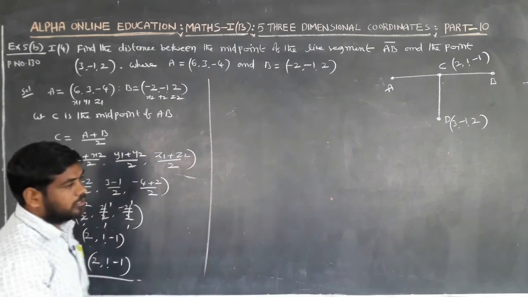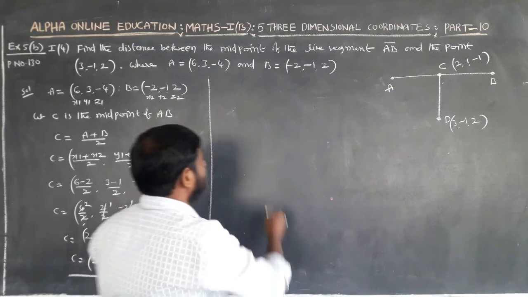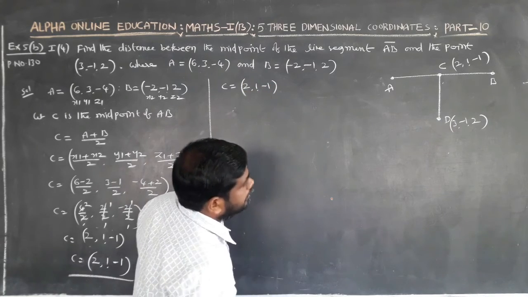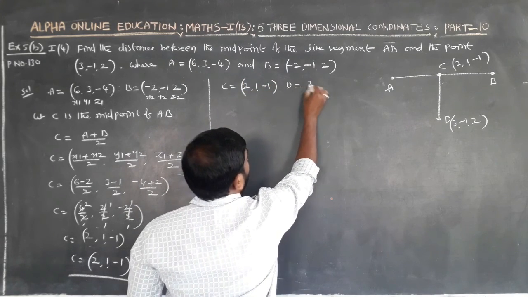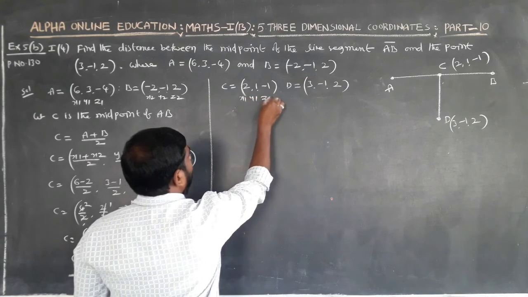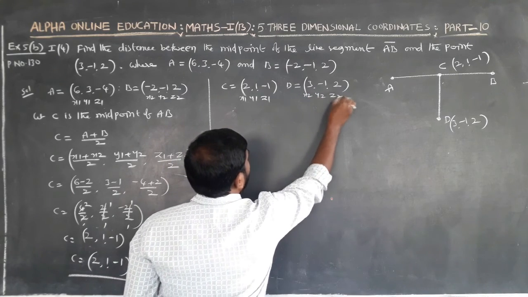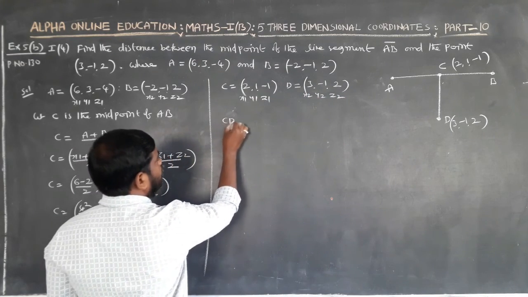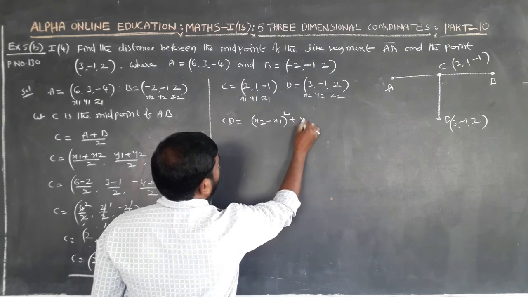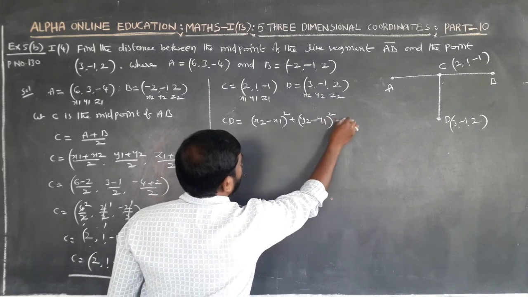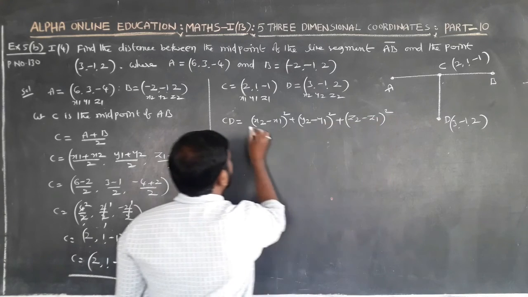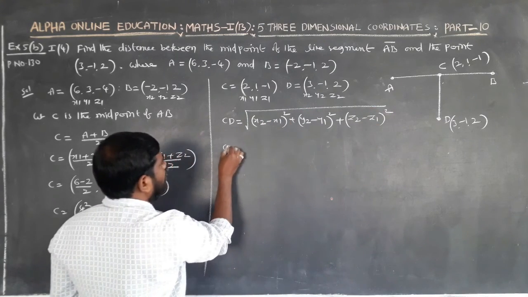Now find the distance between the two points C and D. C is the point (2, 1, -1) and D is the point (3, -1, 2). Let C be (x1, y1, z1) and D be (x2, y2, z2). The distance formula between the two points is the square root of (x2 minus x1) whole square plus (y2 minus y1) whole square plus (z2 minus z1) whole square.